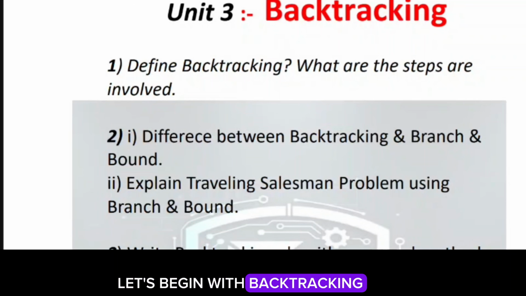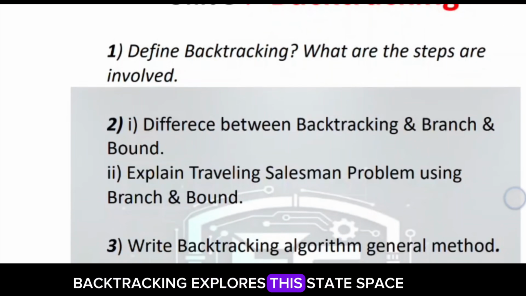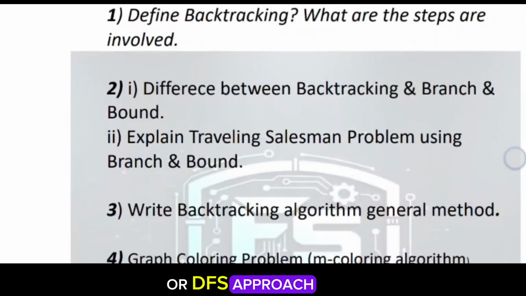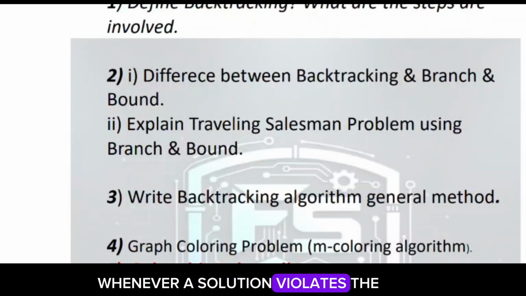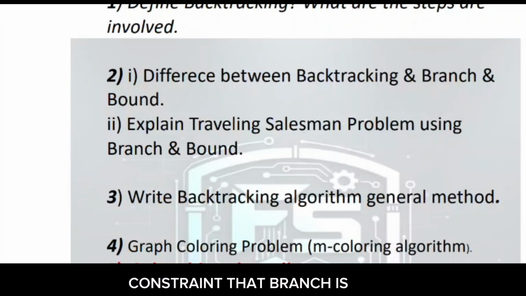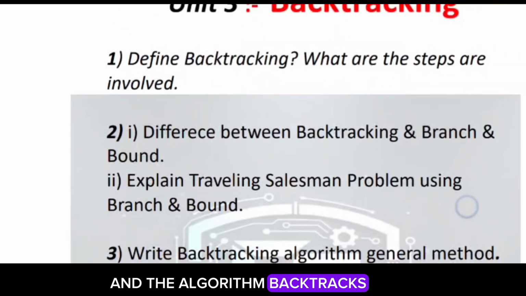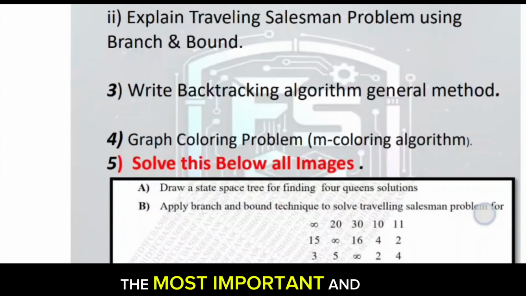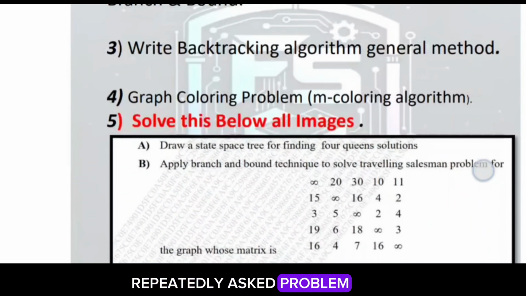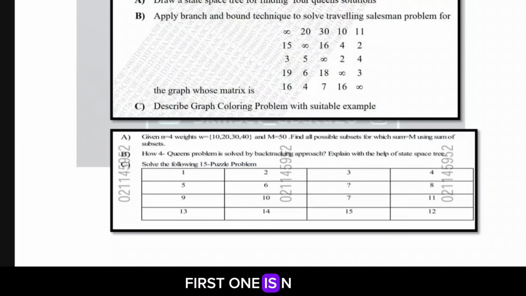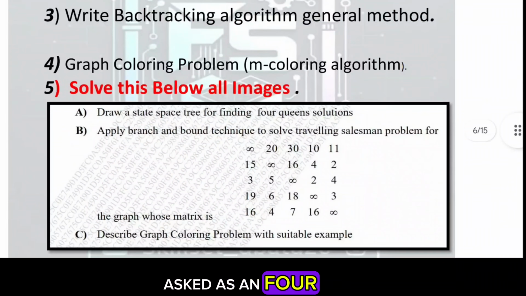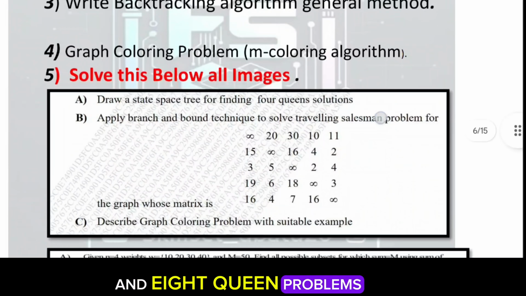Let's begin with backtracking. Backtracking explores the state space tree using the depth first search or DFS approach. Whenever a solution violates the given constraint, that branch is immediately discarded and the algorithm backtracks to explore other possible solutions. Now let's look at the most important and repeatedly asked problems for this unit. First one is the n-queen problem. This problem is commonly asked as a 4-queen problem and 8-queen problem.